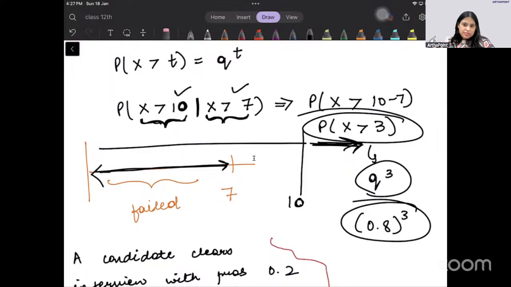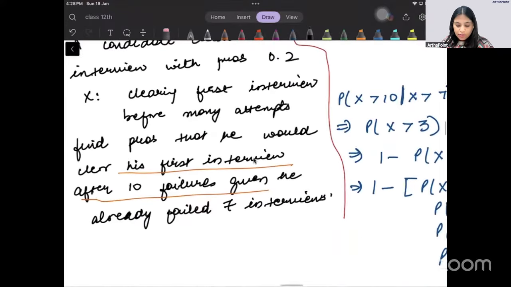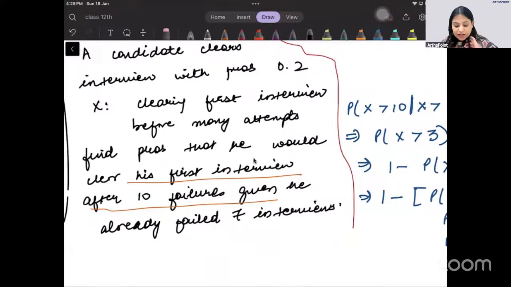Shouldn't we take 11 as the first success? No. The question says that he would clear his first interview after 10 failures. 11th is also after 10 failures, but 12th is also after 10 failures, right? So the framing of the question that I have done, maybe the wording, because I just framed it myself.